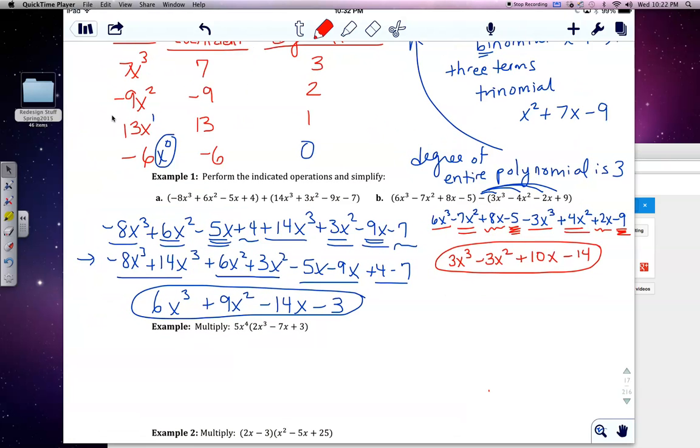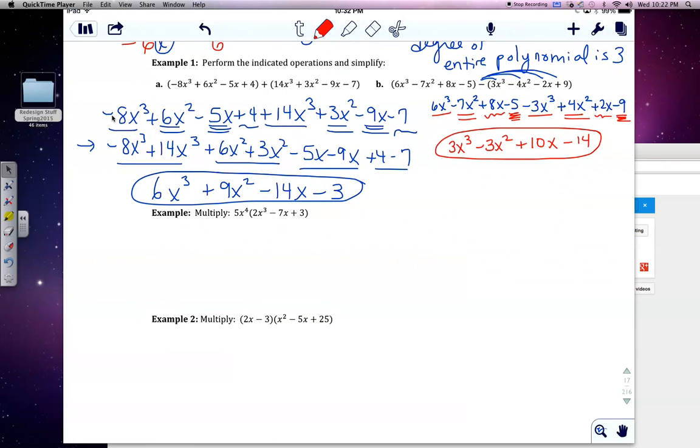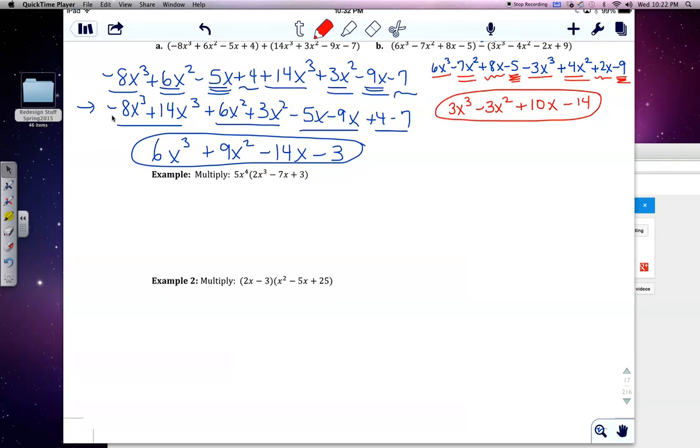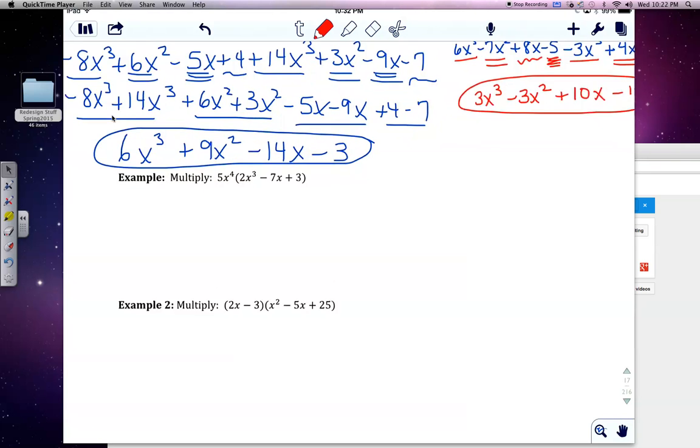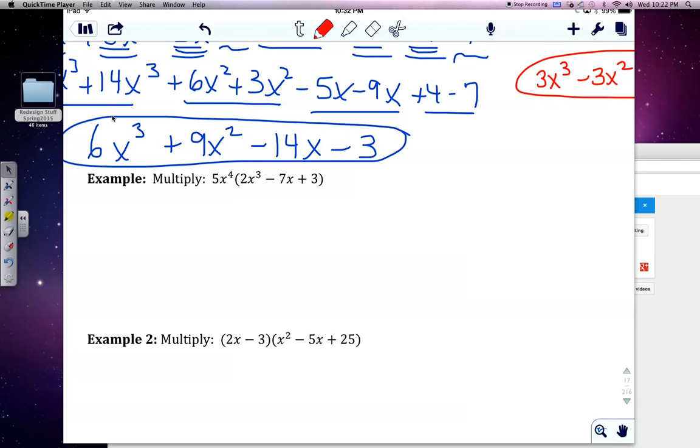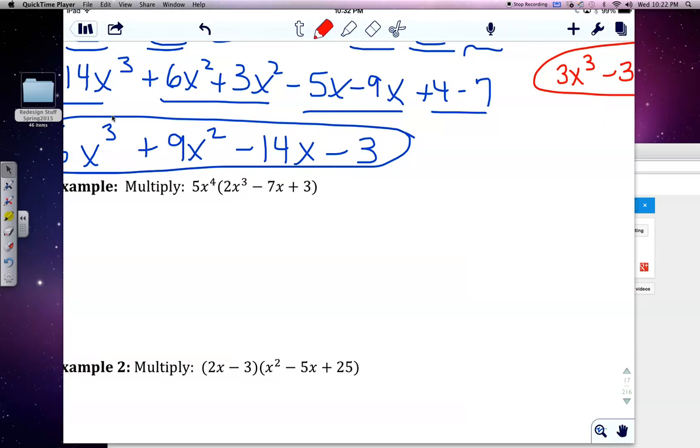Okay, when we multiply polynomials, we have to be really careful in terms of remembering our rules of exponents. So here I have this problem, 5x to the fourth times the polynomial 2x cubed minus 7x plus 3. And we use the distributive property here. I'm going to take 5x to the fourth times x to the third. Remember, we use our rule of exponents. We're going to add those exponents. So I get x to the seventh.